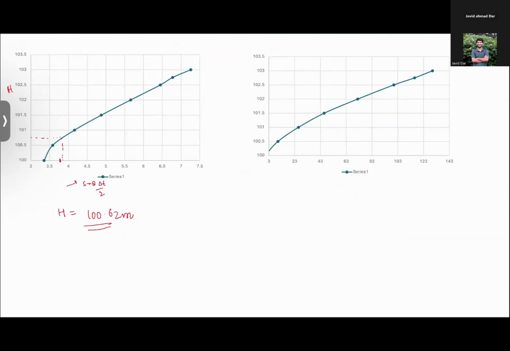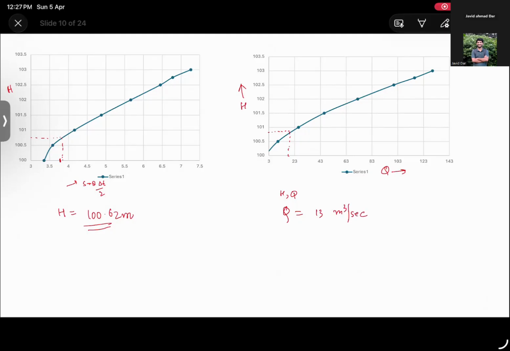Once you know the value of H, for the same H you can compute the Q, because this is the curve of Q versus H. So you can exactly figure out here. This will be the value of Q, and this will come out to be nearly 13 meter cube per second. So for time step T1, you computed the value of H and you computed the value of Q. Similarly, you can compute s minus q delta t divided by 2 for the next time step.